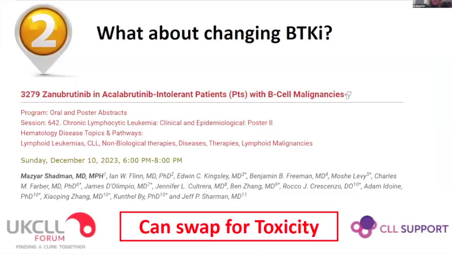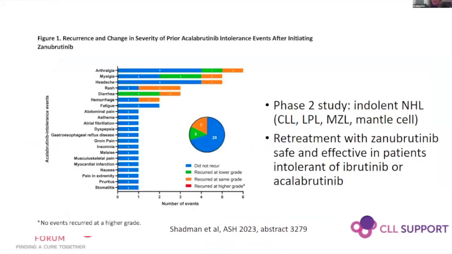Just a quick little bit of data, and Nick has already sort of alluded to this, that can you change from one BTKI to another? Well, again, this was presented at ASH 2023 about swapping for toxicity. This is a phase 2 study, and this wasn't just CLL. There were other indolent lymphoma patients here, LPL, marginal zone, mantle cell.